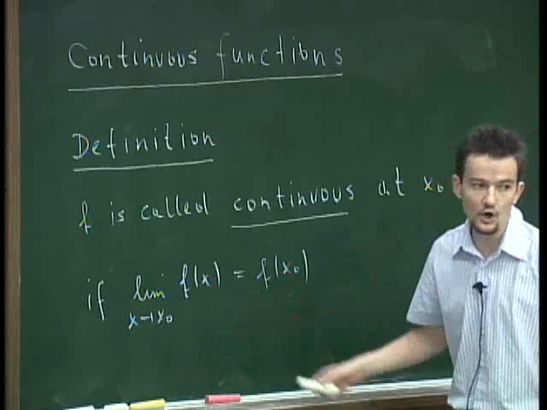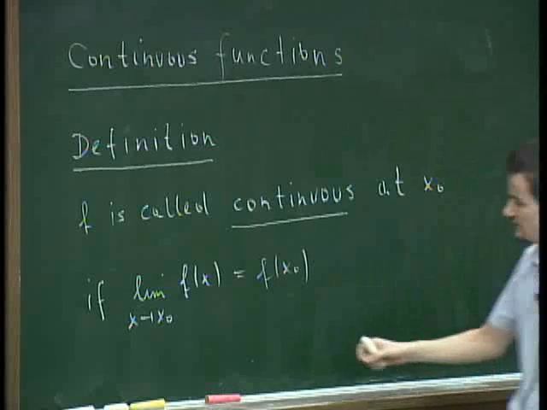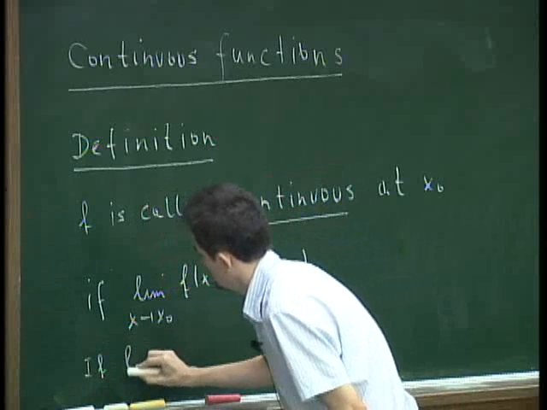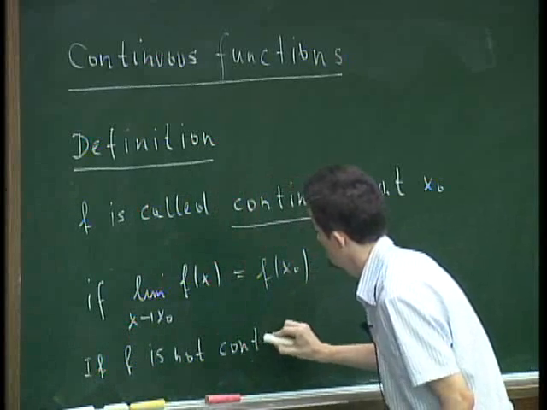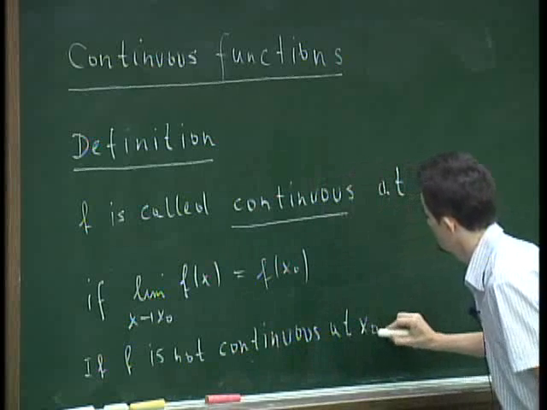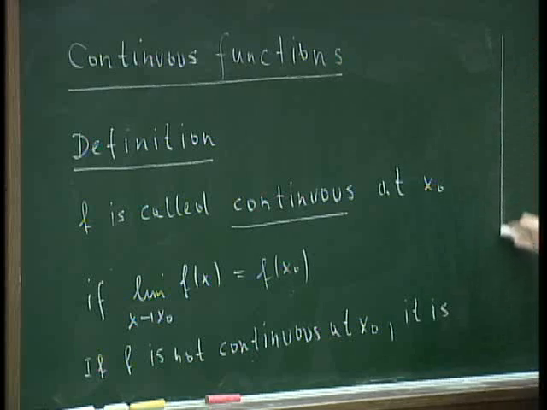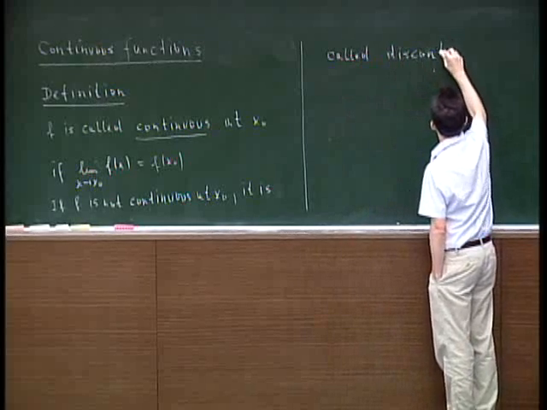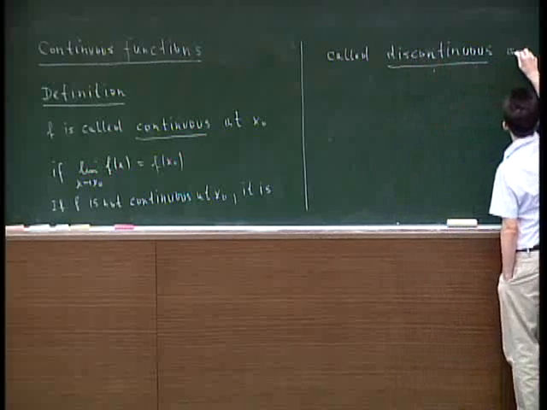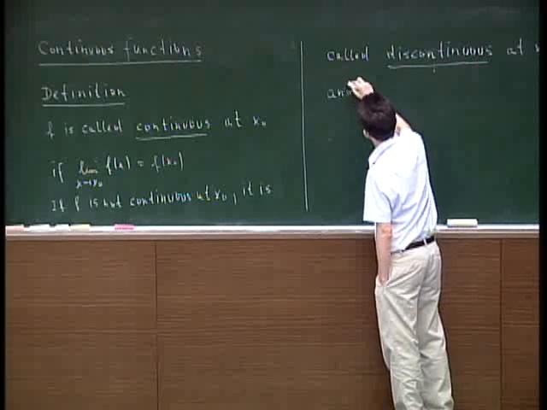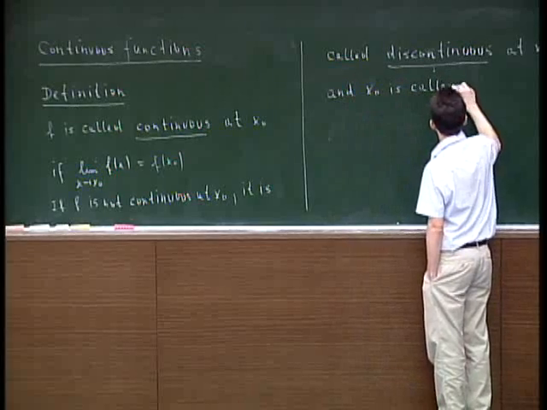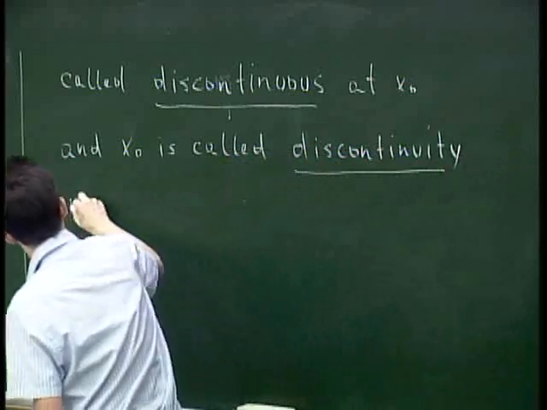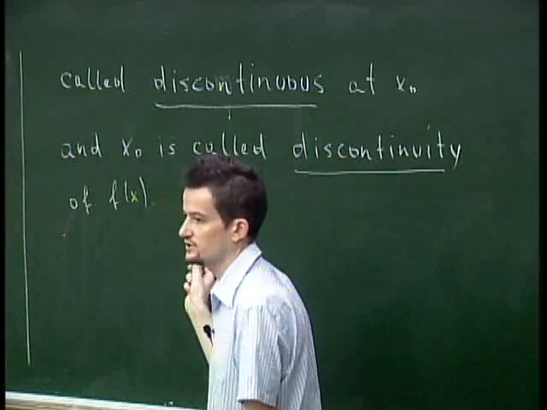If this does not hold, if a function f is not continuous at x0, it's called discontinuous at x0, and x0 is called a discontinuity of f of x. Okay, so this is just terminology. You should memorize it.